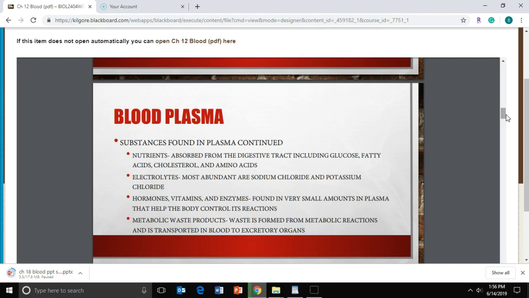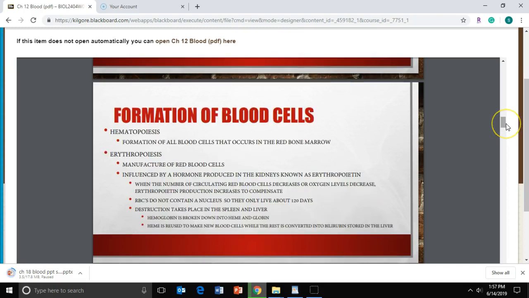Electrolytes, which are our charged atoms or ions, and these would be substances such as sodium and chloride and potassium. Also hormones, you learned about that in the last chapter. So hormones that are traveling in the blood might be thyroid stimulating hormone on its way from the pituitary gland to the thyroid gland. And then there are metabolic waste products that our kidneys get rid of or might end up in our feces.